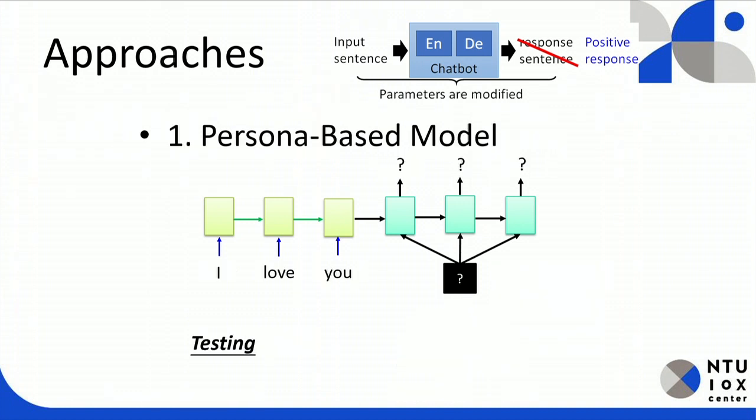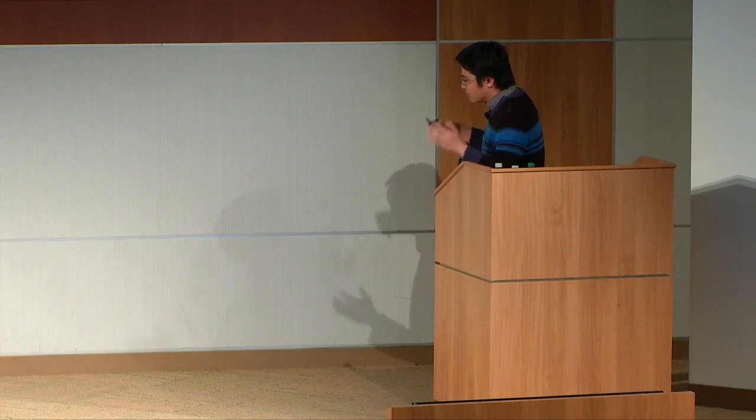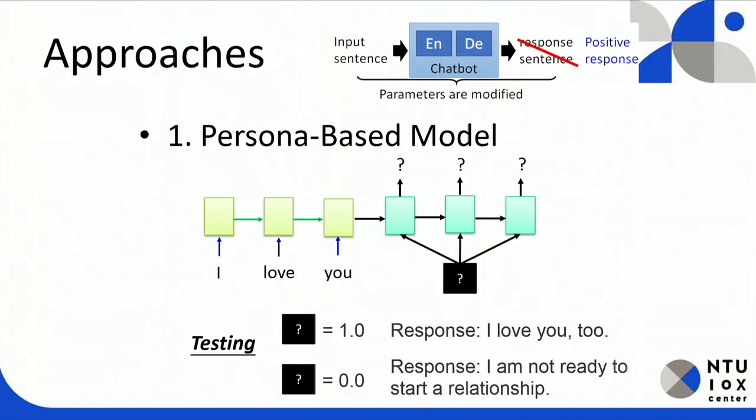Then during the testing time, the user says, "I love you." Then you can give the decoder different values. Originally, this value during the training time is from the sentiment classifier. But during the testing time, you can control this value. Then your decoder, your chatbot, will have different kinds of output. For example, actually, this is a real example. If you set the value as 1.0, the machine will output a positive response, which is, "I love you too." If you set the value like 0.0, the output will be, "I'm not ready to start a relationship." But this is just for you. It can start a relationship with others if he wants.